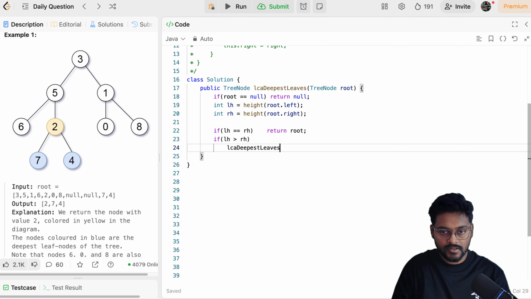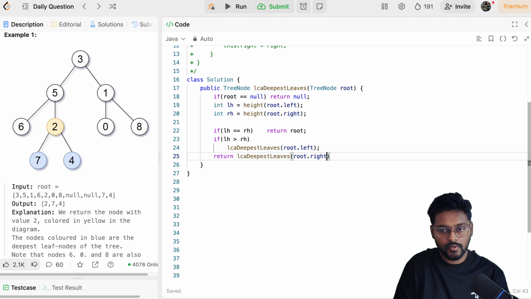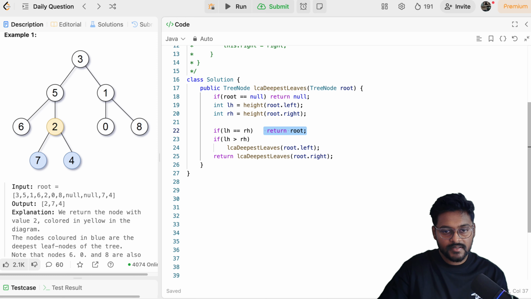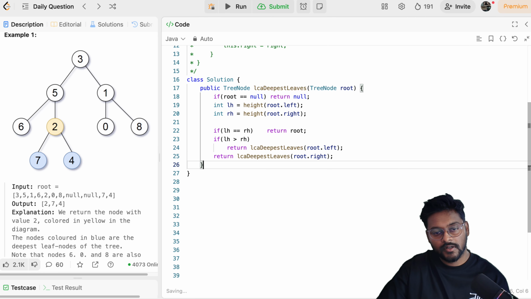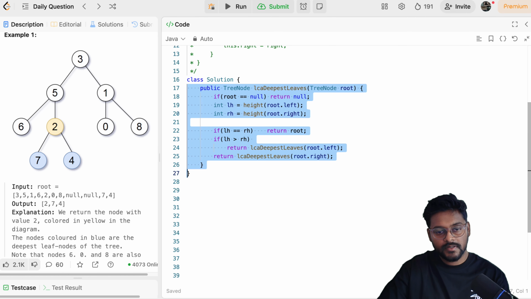Calling the same function, but in this case, root is of no use, right subtree is of no use. Only the left subtree will give me the answer. So root dot left. Otherwise, root dot right. And we have only 3 possibilities. Either the root is the answer, or the answer is on the left side, or the answer is on the right side. So we have to return from here. Return this. So now my program is done.